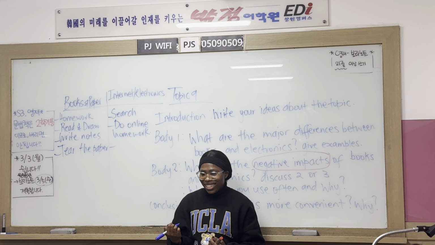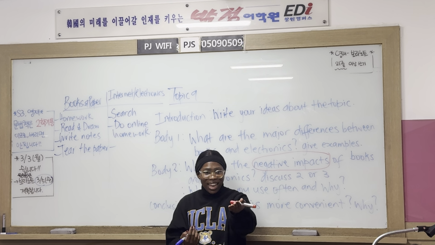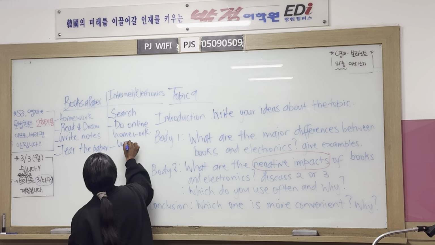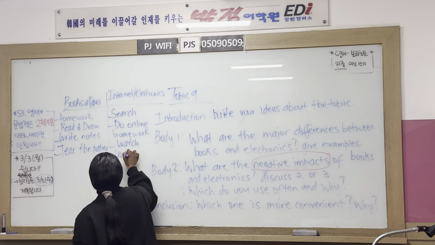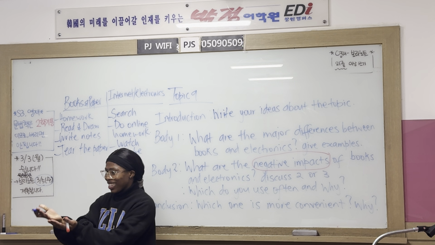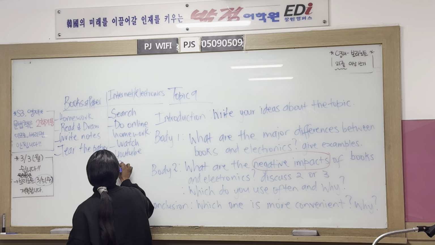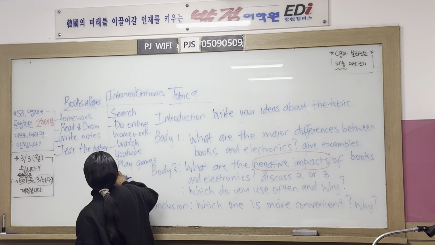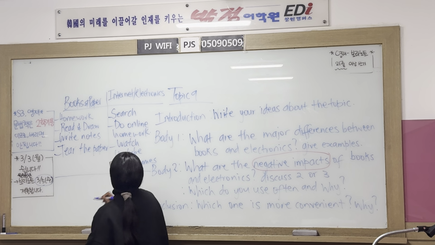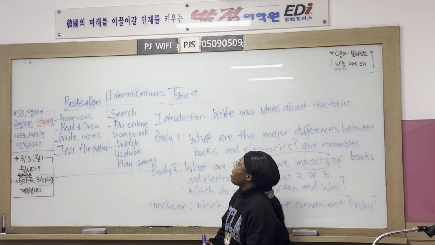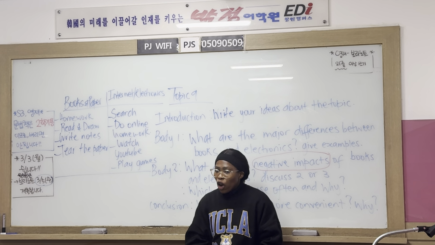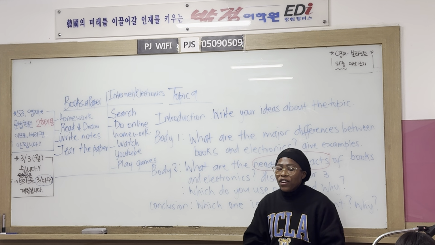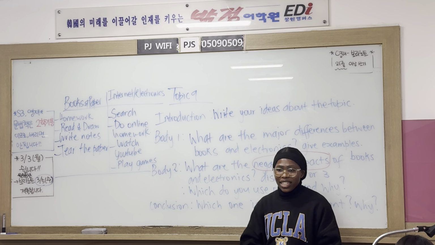You can watch YouTube. Play games. All these are things that we can do with books and paper as well as internet and electronics. Now let's look at the major differences between books and electronics.